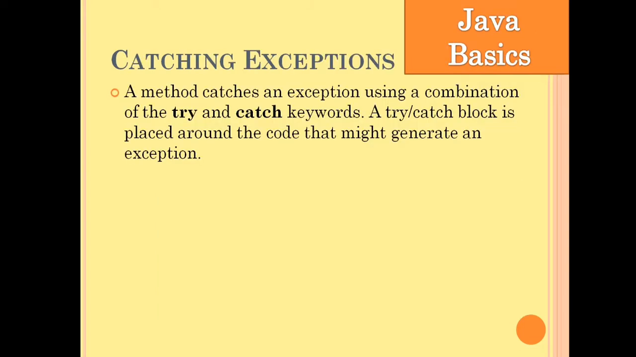So how do we catch exceptions? A method catches an exception using a combination of the try and catch keywords. A try catch block is placed around the code that might generate an exception. We are not 100% sure that it will generate an exception, but we think that it might, so we try to catch it within that block.